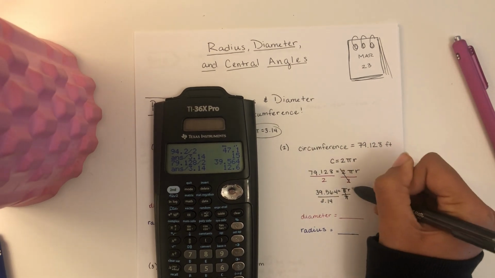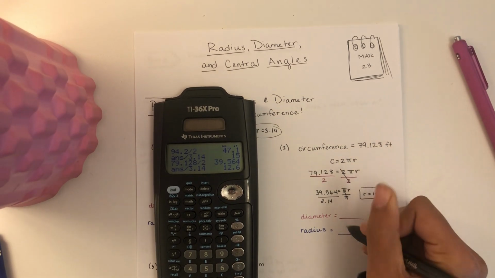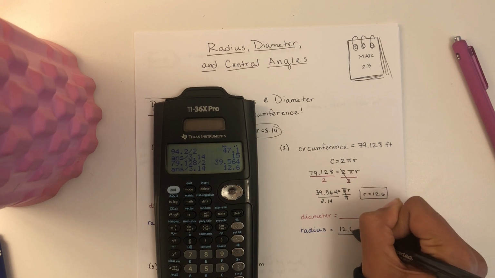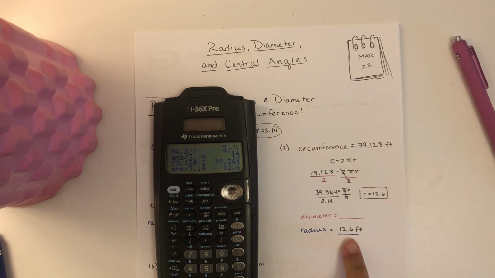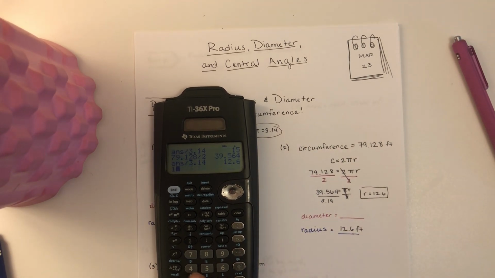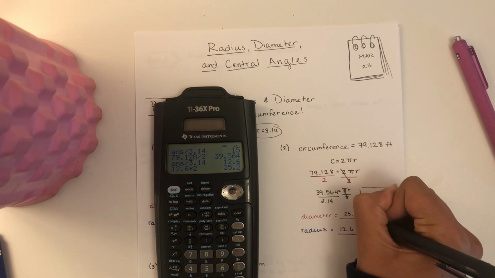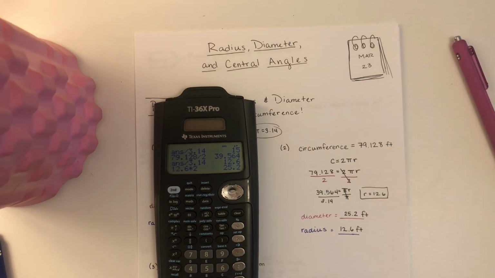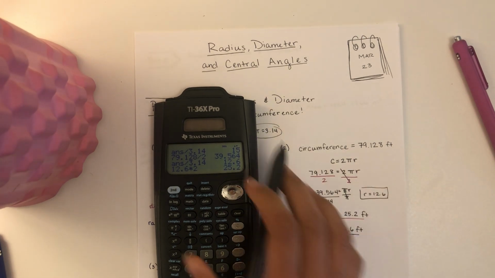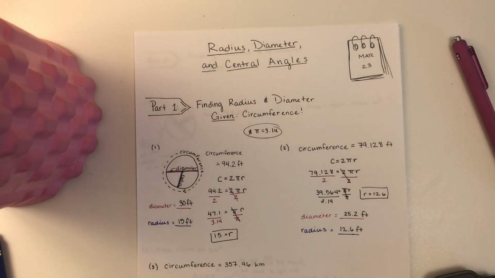So you use this 12.6, right? And that is your radius. Your radius is 12.6 feet. If you want to figure out the diameter, you take your 12.6 and you multiply by 2. You get 25.2. And we're using feet. All right, down here is example number 3.